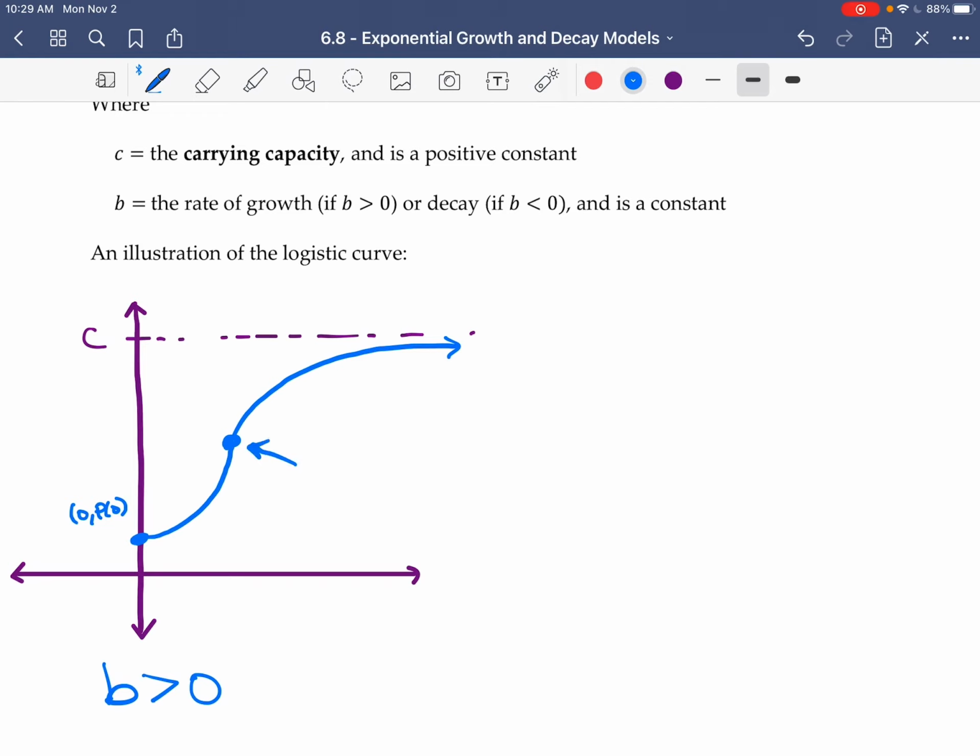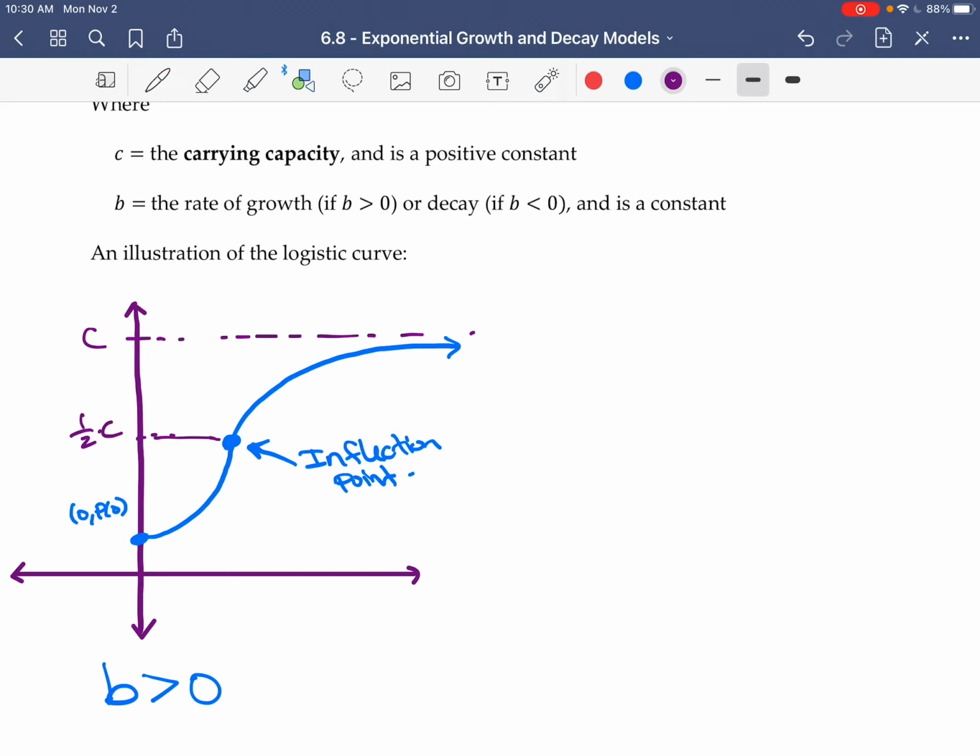This point here we call the inflection point, because the graph sort of changes shape. On the first part, it looks like if we dumped water, it would hold the water. But on the second part, it's shifted so that if I dumped water on it, it would roll off. That's the inflection point. Where this happens is at C over 2 for the y value, or 1/2 C. So about halfway up, that's where this inflection point happens, when B is positive.